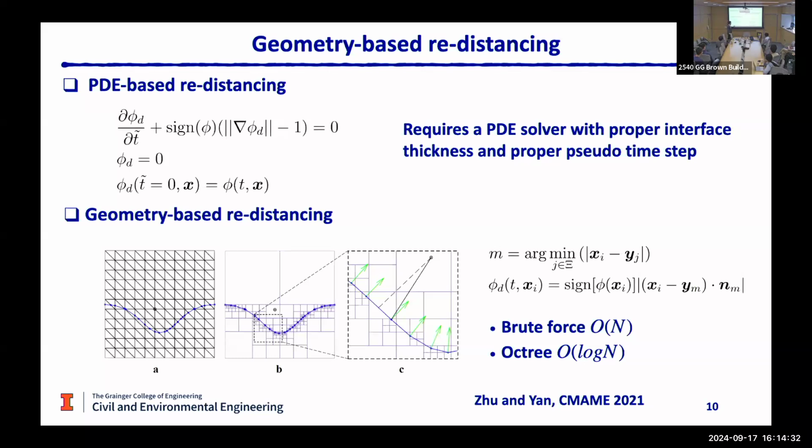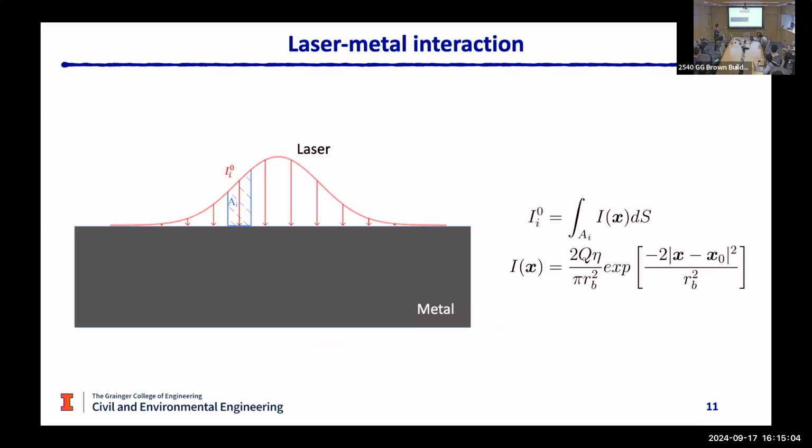But you can also develop some octree data structure to store the triangles, and you can reduce the complexity from O(N) to O(log N). So we actually compare the performance of this geometric-based redistancing and the PDE-based redistancing. And actually our geometric-based redistancing outperformed the PDE-based redistancing for several multi-phase flow problems, as we summarized in the paper 3 years ago. So now let me show you how you use this mixed formulation to handle the laser material interaction.